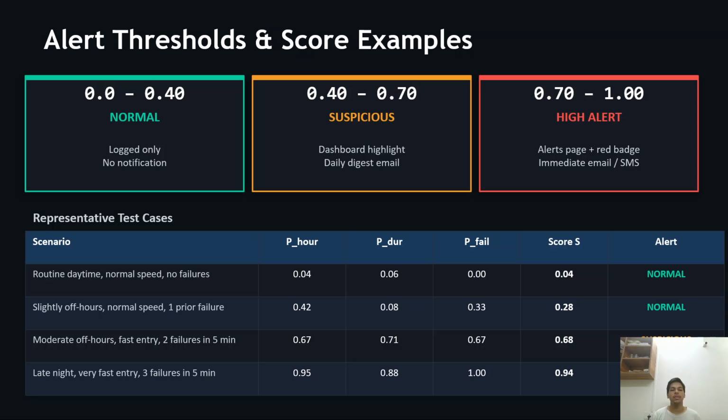Scores above 0.7 trigger high alert. This event appears prominently on the alerts page with a red patch, and the system sends an immediate email or SMS notification to the device owner. This is one of our future scopes.